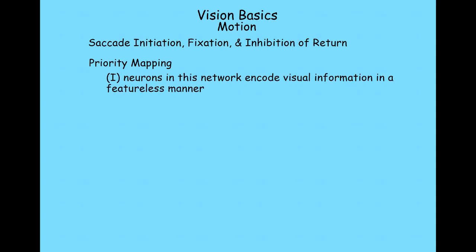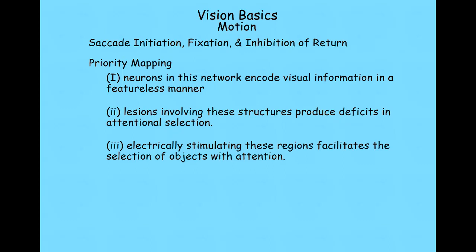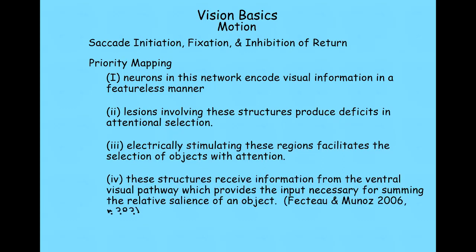Neurons in this network encode visual information in a featureless manner. Lesions involving these structures are known to produce deficits in attentional selection. Electrically stimulating these regions facilitates the selection of objects with attention. And finally, these structures receive information from the ventral visual pathway, which provides the input necessary for summing the relative salience of an object.